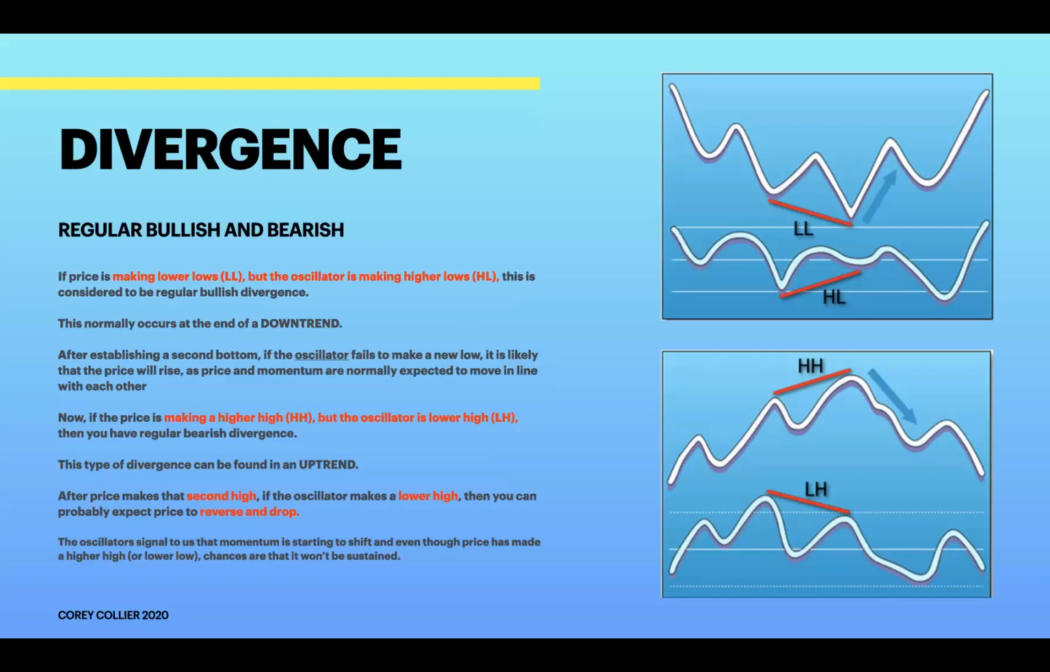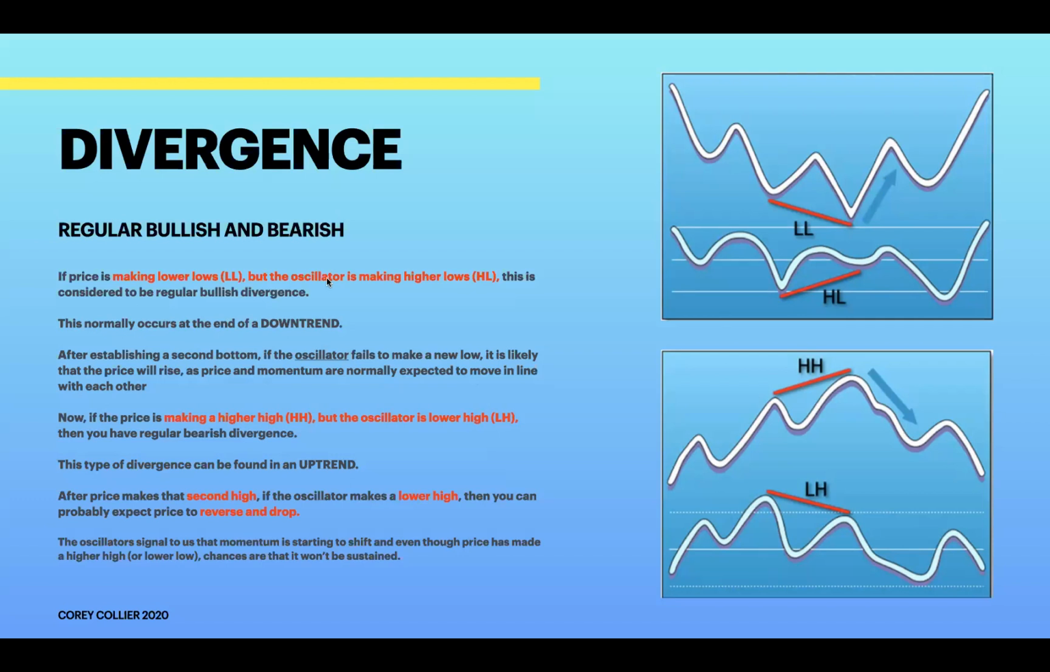This is regular bullish divergence. Again, I go deeper into it, right? If price is making lower lows, but the oscillator is making higher lows, that's considered regular bullish divergence. And that's the picture right here. Low, lower low; low, higher low. That's regular bullish divergence, right? This normally occurs at the end of a downtrend. After establishing a second bottom, if the oscillator fails to make a new low, it is likely that price will rise, as price and momentum are normally expected to move in line with each other.